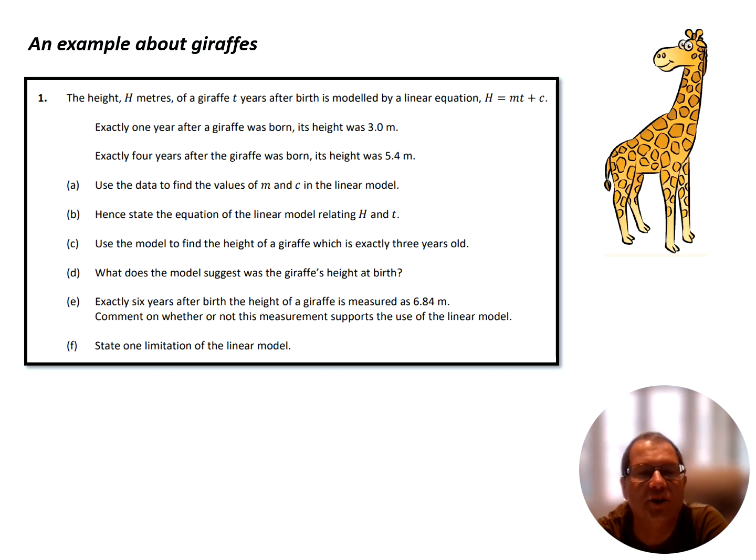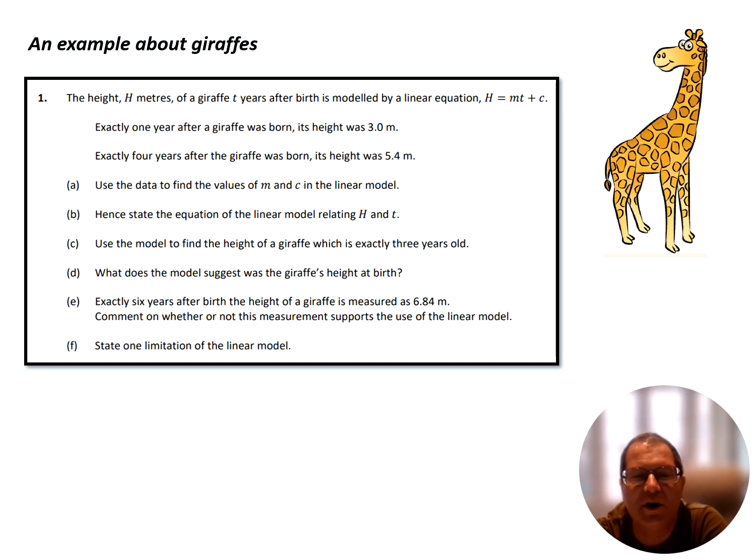The height, h meters of a giraffe, t years after birth, is modeled by a linear equation, h equals mt plus c. Exactly 1 year after the giraffe was born, its height was 3.0 meters, and exactly 4 years after it was born, its height was 5.4 meters. So our questions: use the data to find the values of m and c in the linear model, hence state the equation of the linear model relating h and t.